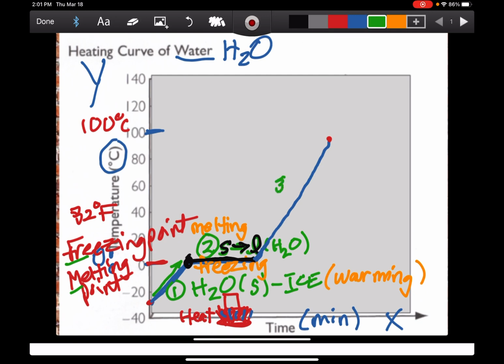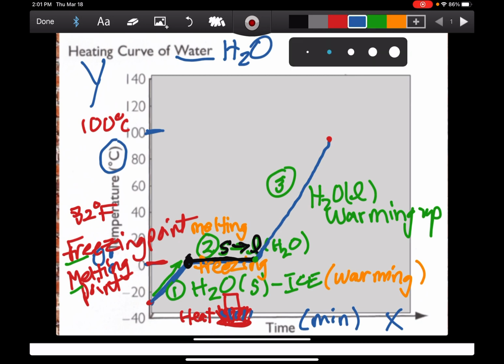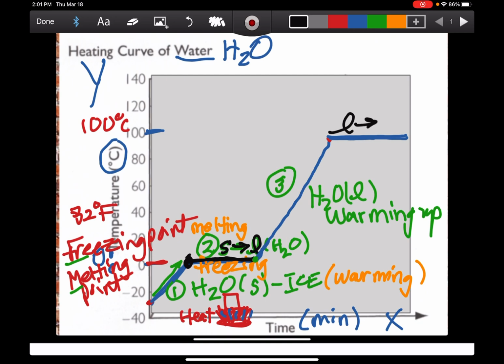During segment 3, I have water in the liquid form warming up all throughout this segment of my heating curve. Remember, I started with ice. It warmed up, it melted, and when I finished melting, the liquid water warmed up, warmed up, warmed up. Now it is going to go to another phase change right here, where a liquid changes to a gas. We could call that boiling. Sometimes vaporization might be used for that as well.